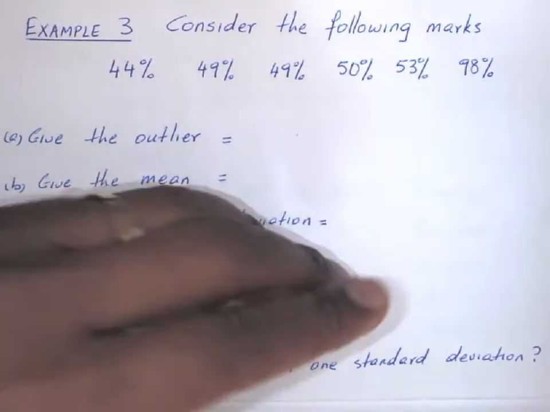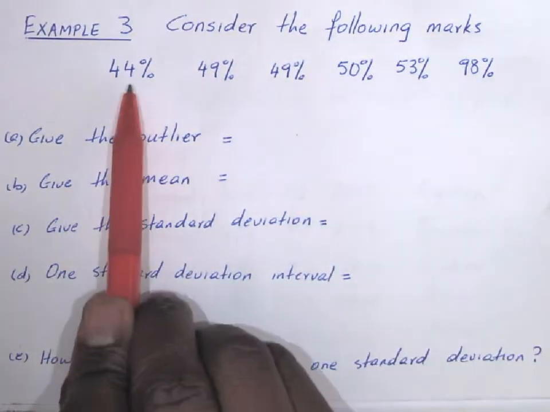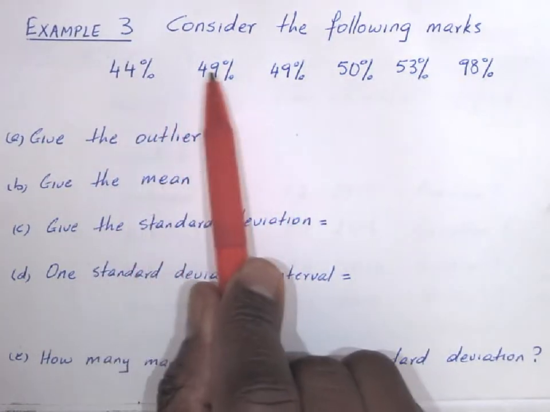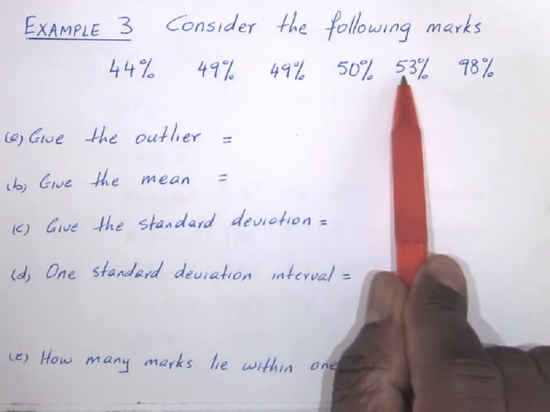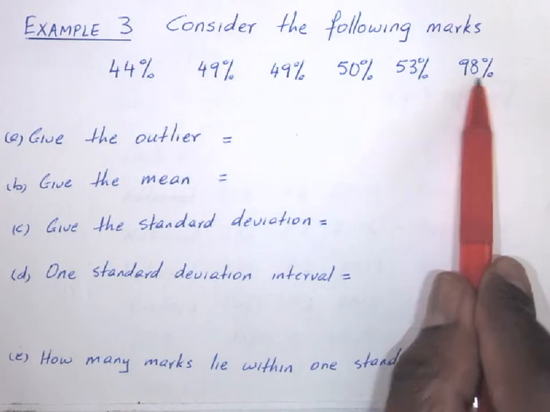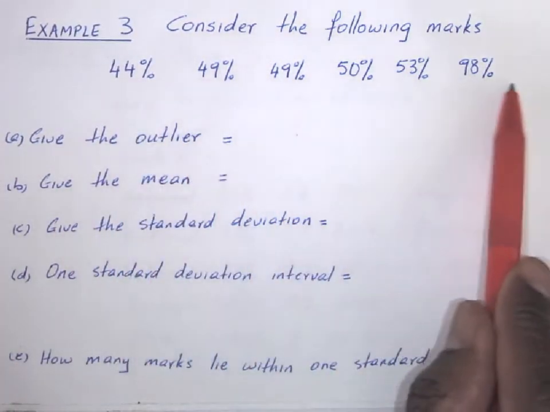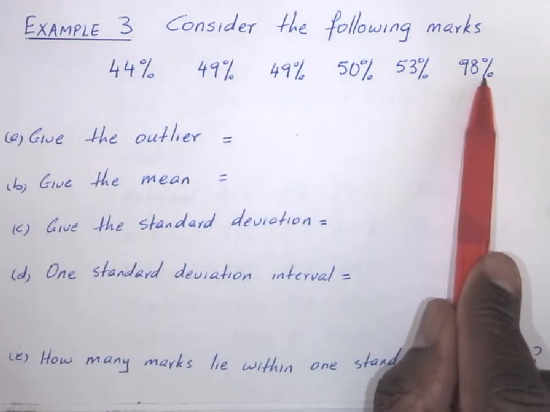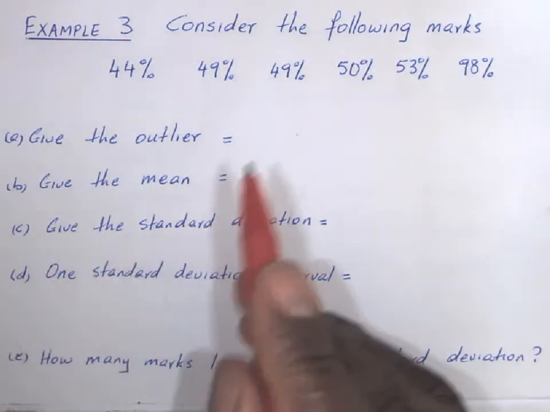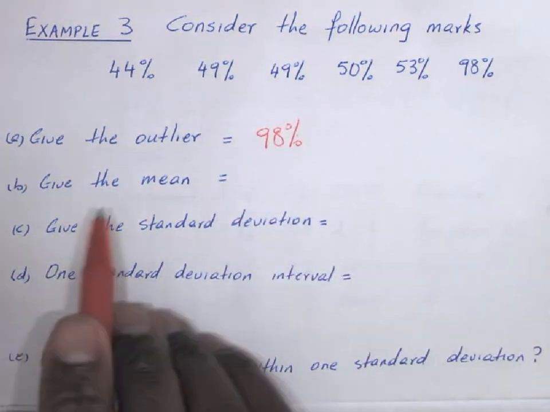If you look at the next question, example 3, they say consider the following marks. These are maybe the marks of a student. I can see there's something wrong with these marks: 44%, 49, 49, 50%, 53. All of a sudden I've got 98. Something's wrong with this 98. What do you call 98? Look at the question. It says give the outlier. The outlier is something that is not in line with the rest. I don't think 98% is this student's mark, so I'll say the outlier is 98%.